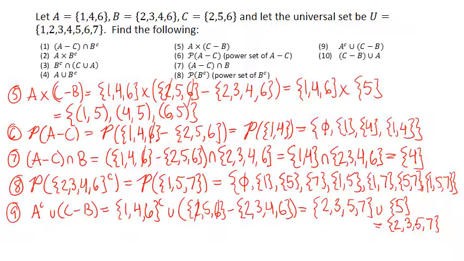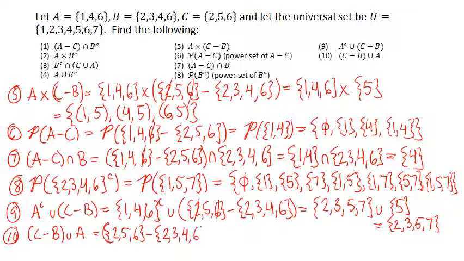And finally, I'm going to squeeze number 10 in at the bottom here. Number 10, (C minus B) union A. Let me fill in all these parts. So this is {2, 5, 6} minus {2, 3, 4, 6}, and then union with A, {1, 4, 6}.